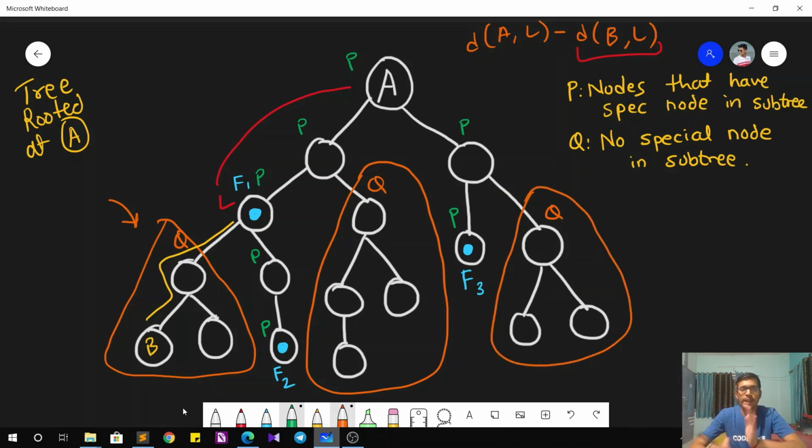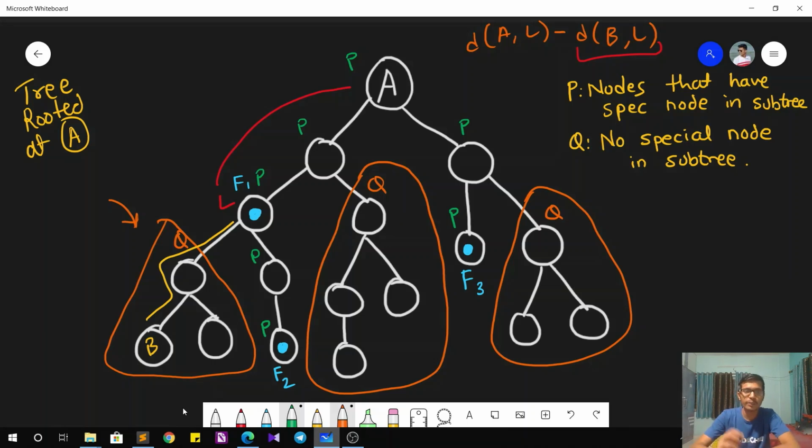So the first DFS is for finding the depth of all nodes and marking the nodes as type P or type Q, and the second one is for type Q nodes. So both cases are handled and we know the answer for all of them.